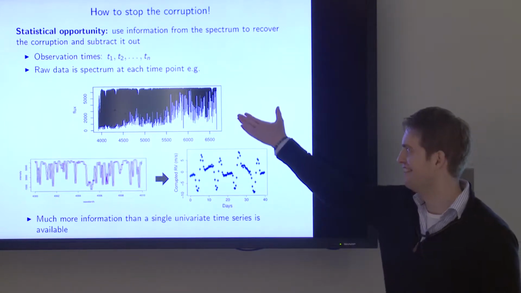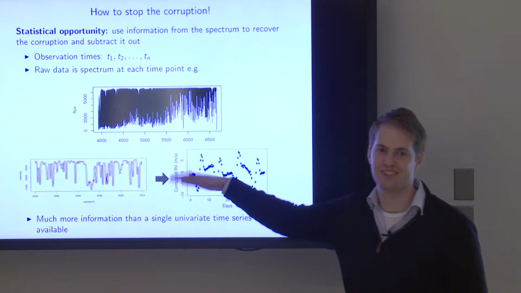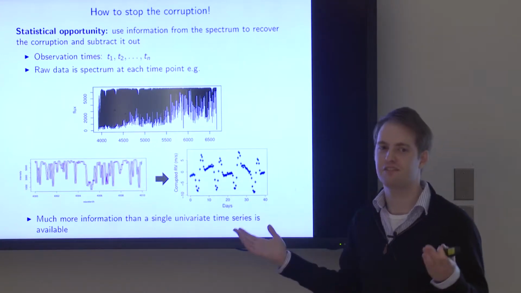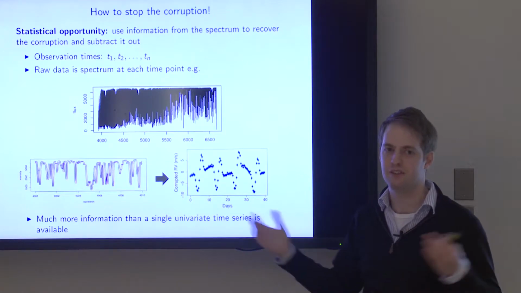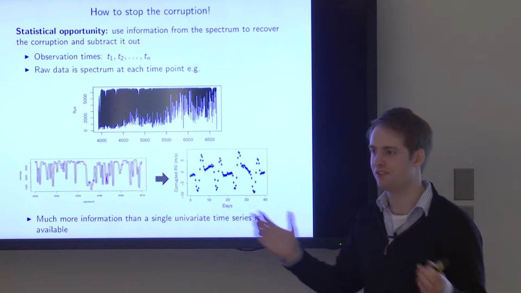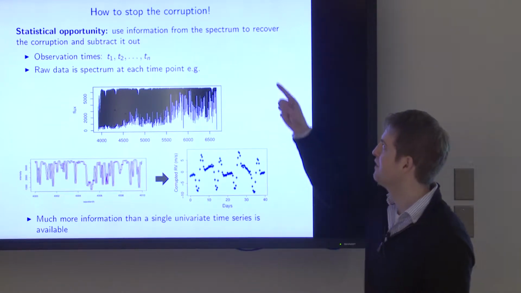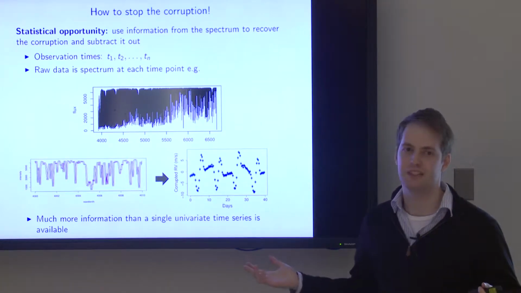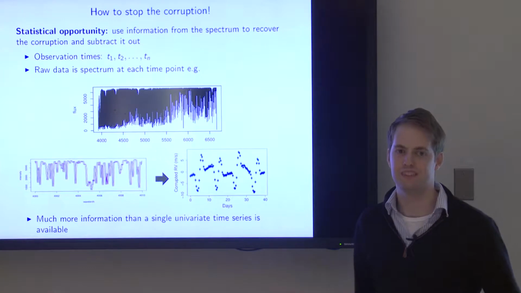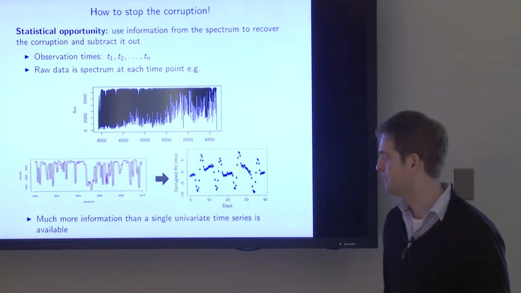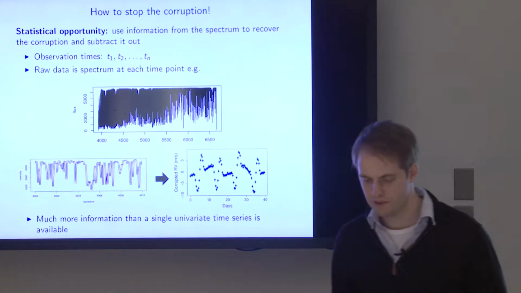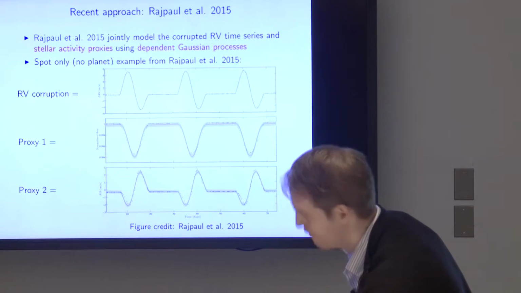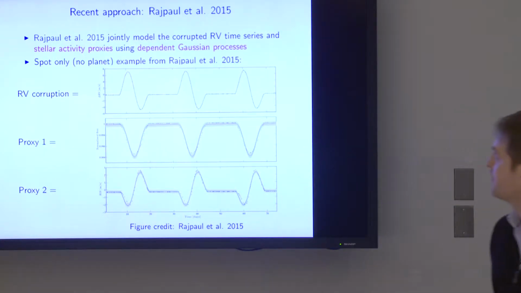But we could have done lots of other things with the spectrum, because there are many other changes, not just a shift. If there's a spot on the star, lots of things happen to the spectrum, not just this shift. And so the statistical opportunity is to use that other information to figure out what the stellar activity is and then remove it and just recover the planet signal. Okay, so that's actually what the state of the art is trying to do.